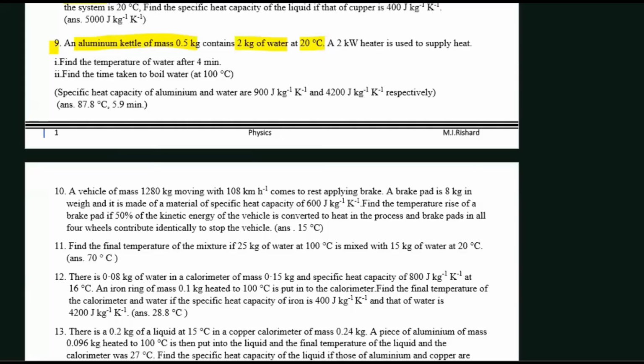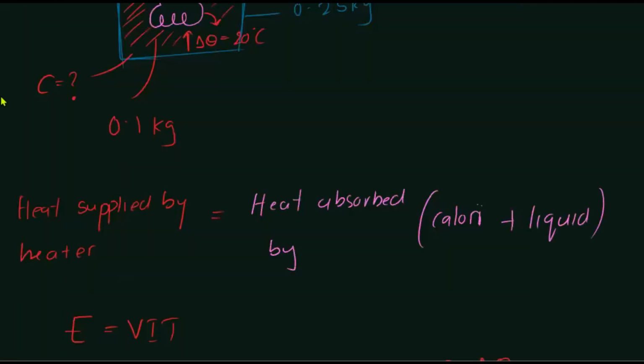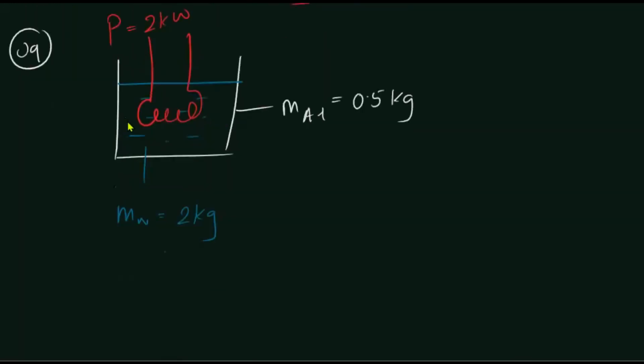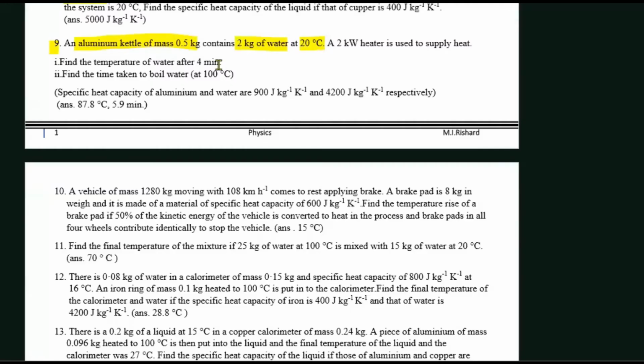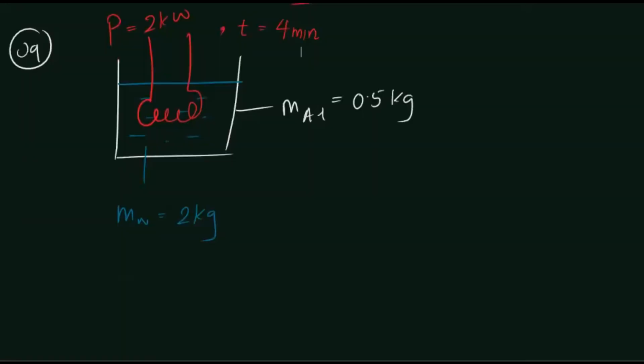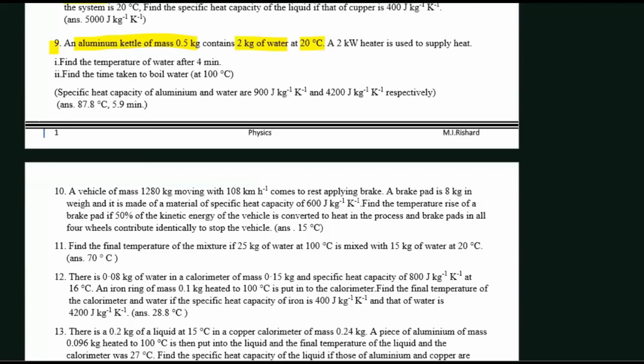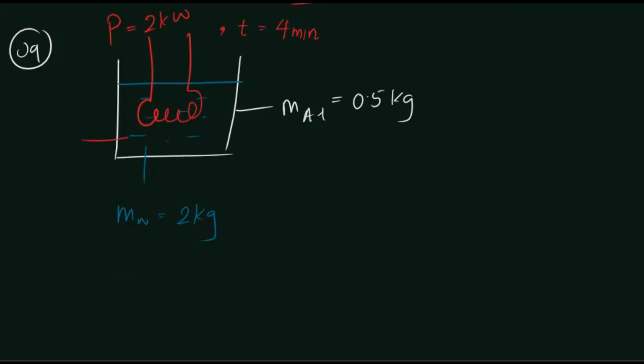What do they ask? Find the temperature of the water after 4 minutes. After 4 minutes, the temperature is what we need to find. Initially, what was the temperature? Initially, it was at 20 degrees Celsius. So T1 is 20 degrees Celsius.